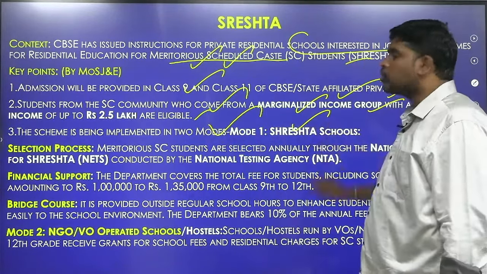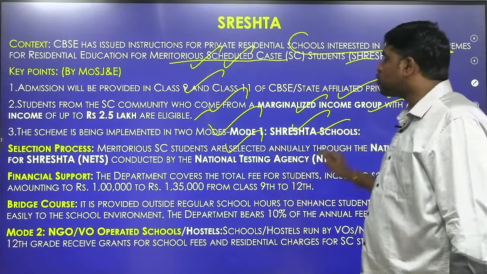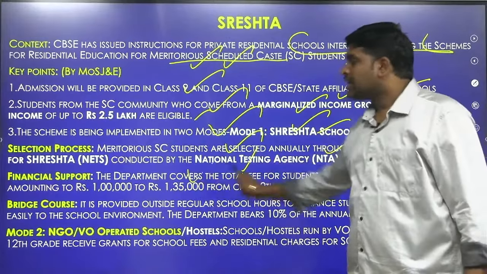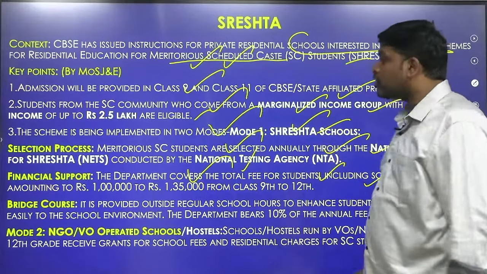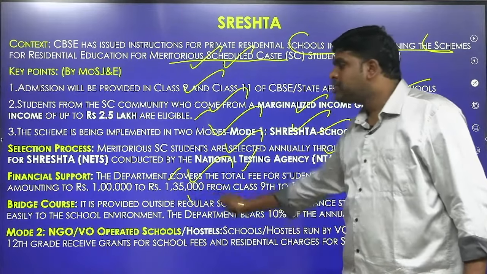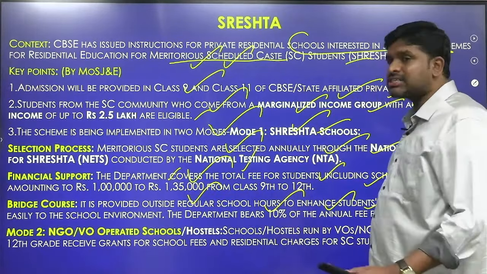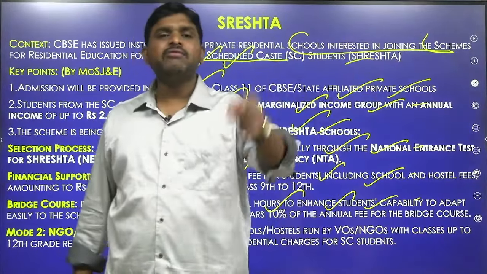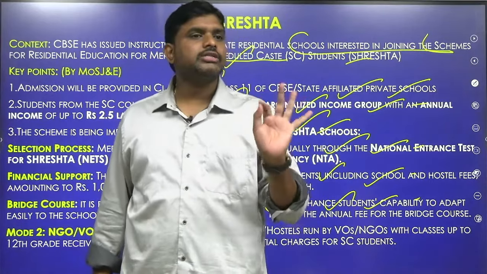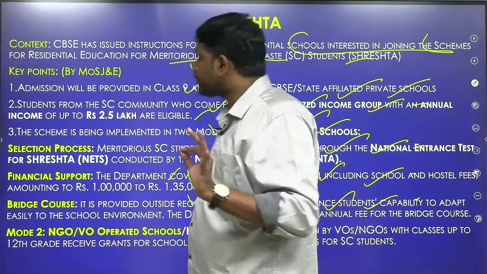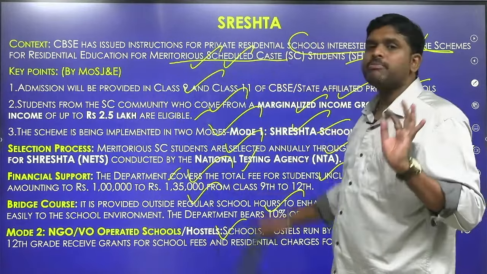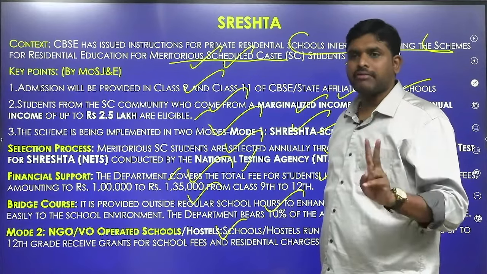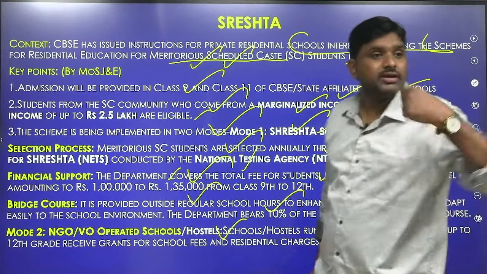The scheme is being implemented in two modes. Mode 1, Shrestha schools. Meritorious SC students are selected annually through a national entrance test conducted by National Testing Agency. The department covers the total fee for students including school and hostel fees up to 1 lakh. Bridge course is provided outside the regular school hours to enhance the students' capability also. NGOs or voluntary organizations who want to run, they can run, and the money will be given. So, that is what? Scheme for Residential Education for Meritorious Scheduled Caste students, planned in both government as well as private. But for the first time, private schools also given reimbursement.